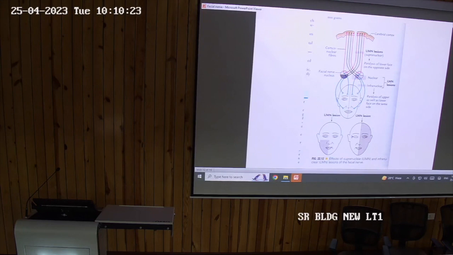The lesion can be either in the nucleus or at the infranuclear level. In an infranuclear lesion, the condition depends upon at what part of the facial nerve the lesion is. That I will tell you again. First, you can easily say whether it is upper motor neuron palsy or lower motor neuron palsy by looking at the face. If the infranuclear palsy is complete, then the complete half of the face is paralyzed. If the nucleus is completely lost, then half of the face is paralyzed.